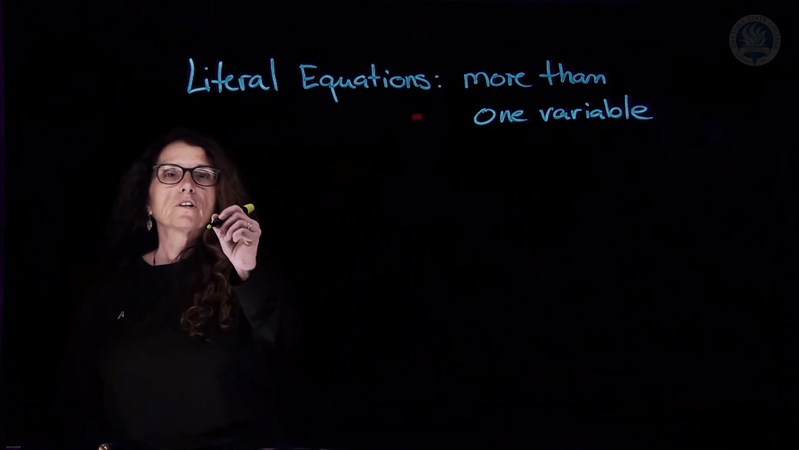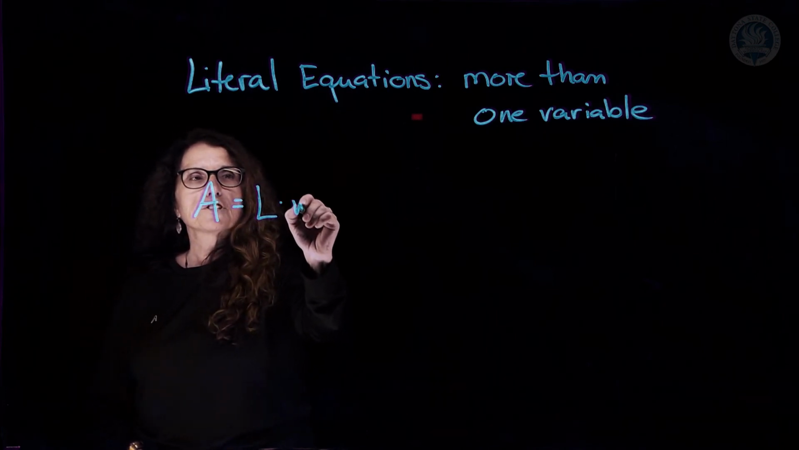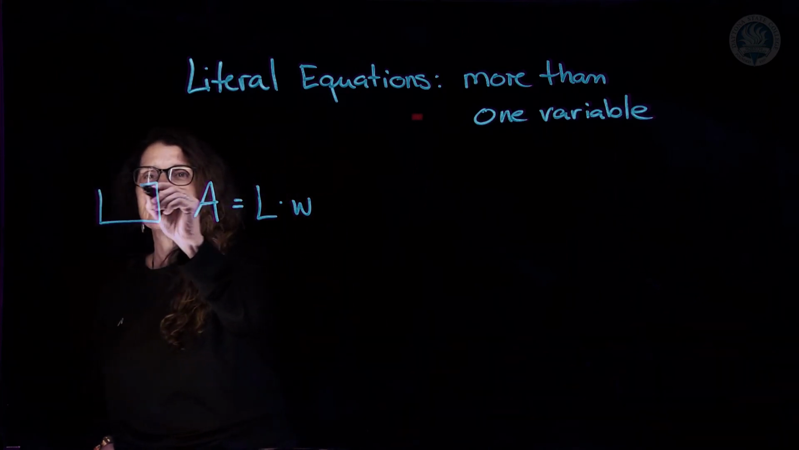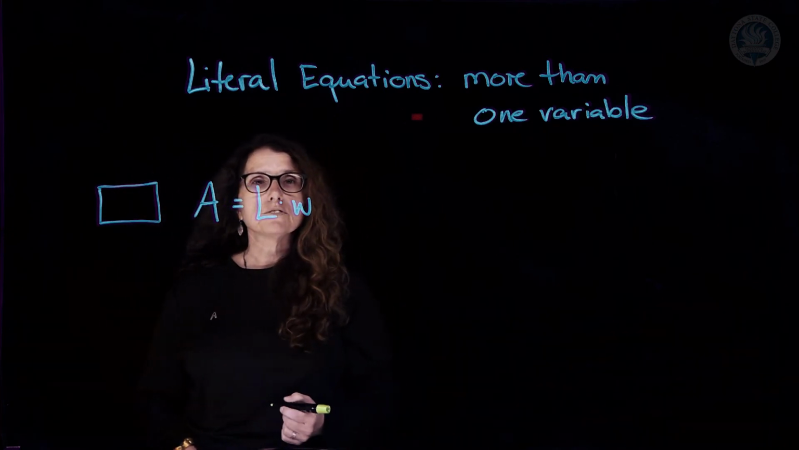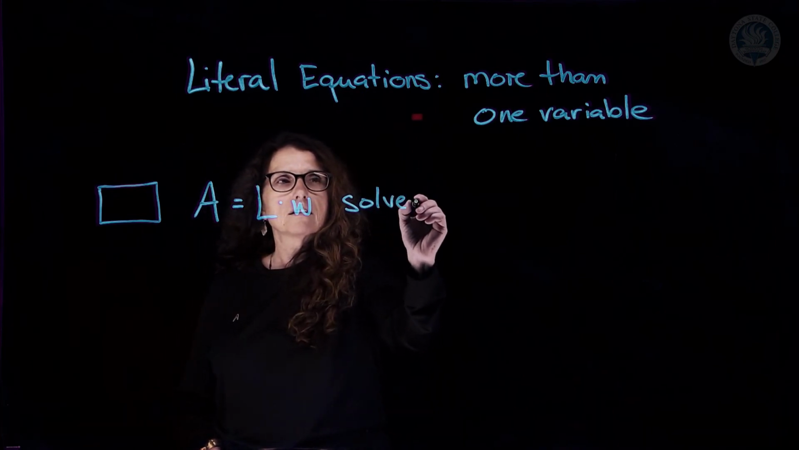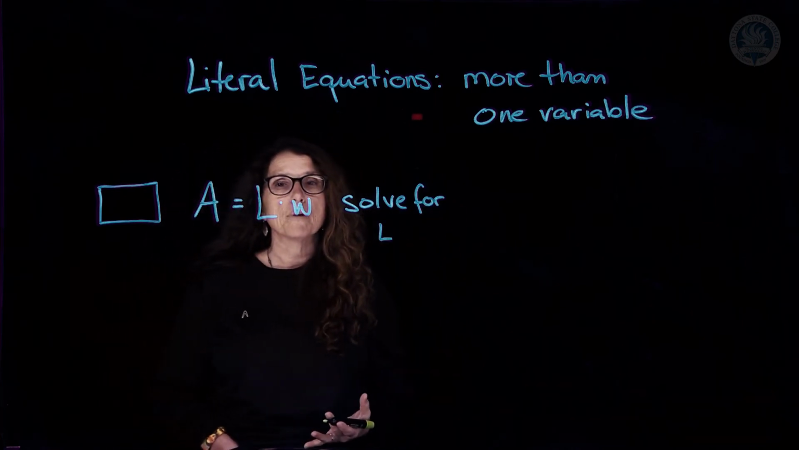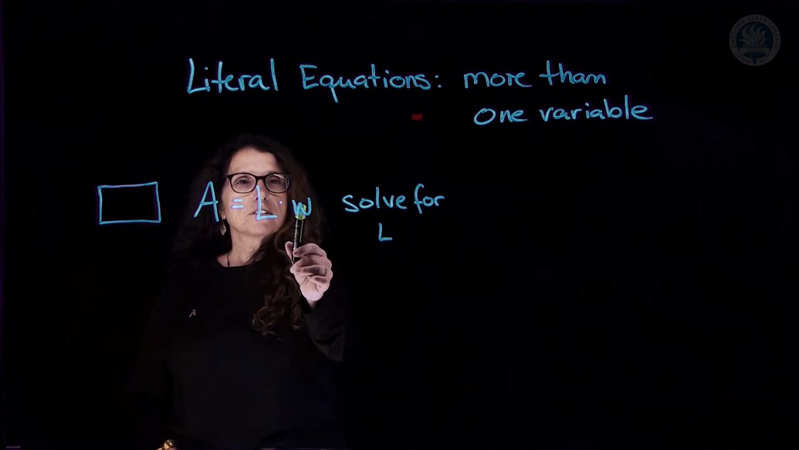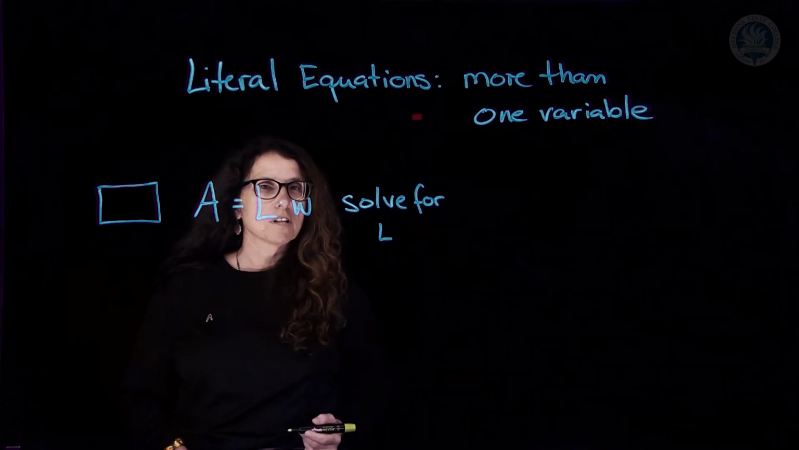Let's do, for example, the area of a rectangle, which is length times width. So that is the formula for the area of a rectangle. Sometimes, in certain cases, we need to solve this formula for the letter L. That means you need to get L by itself. You have to check and see what is the whole term that involves the L. We have L times W.